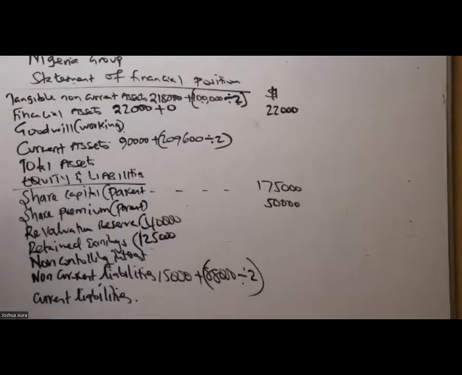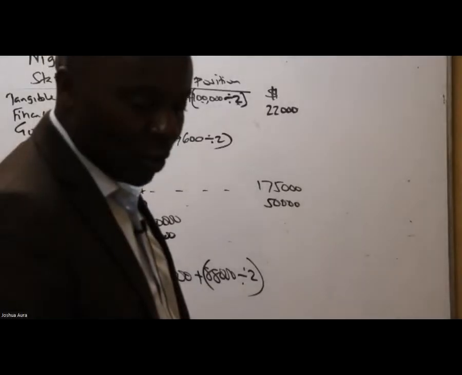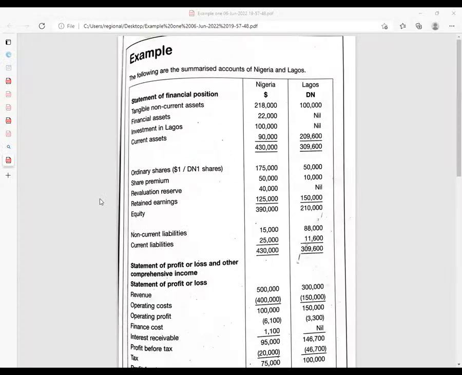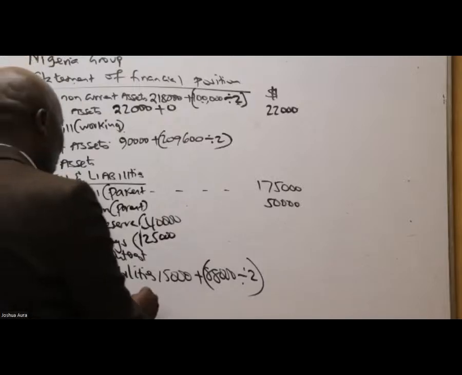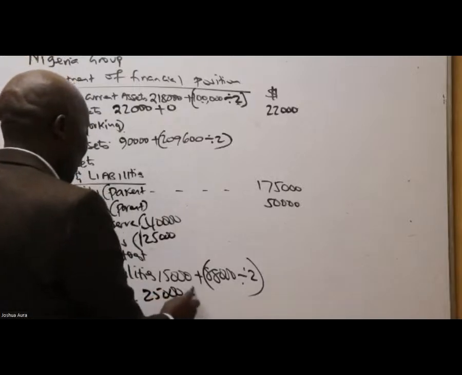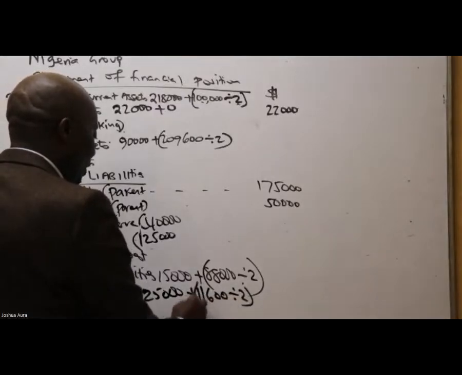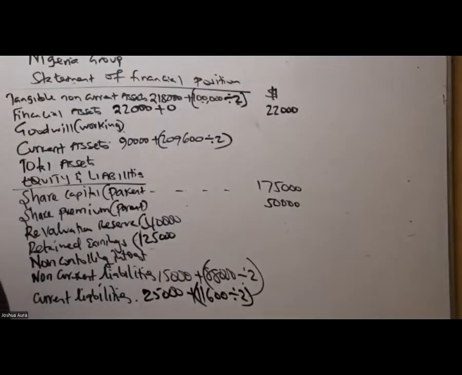So go straight away to the current liabilities. Under current liabilities, what we have here is 25,000 plus 11,600. 25,000 plus 11,600. But for purpose of having the same currency, this one has to be retranslated at the closing rate.